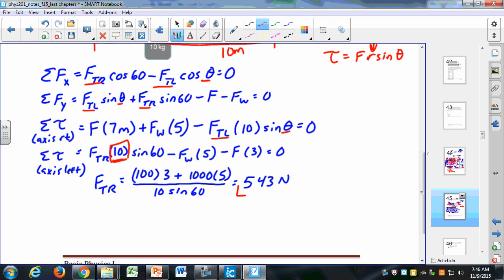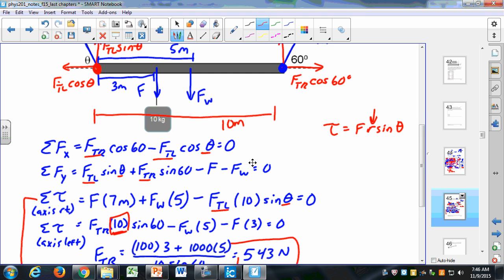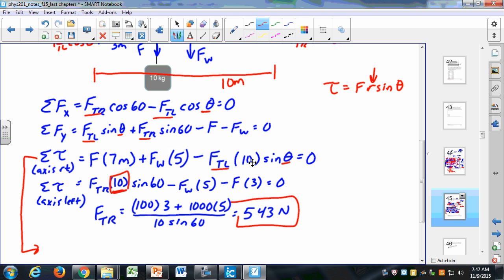That's one part. Now I just want to figure out some of the other variables. You might do this a little bit differently, but I started here, and I solved this for FTL. Let's see. Looks like maybe I made a mistake in my notes. Did I do that equation right? Yeah, I had a mistake in my notes. What do you get? 612.